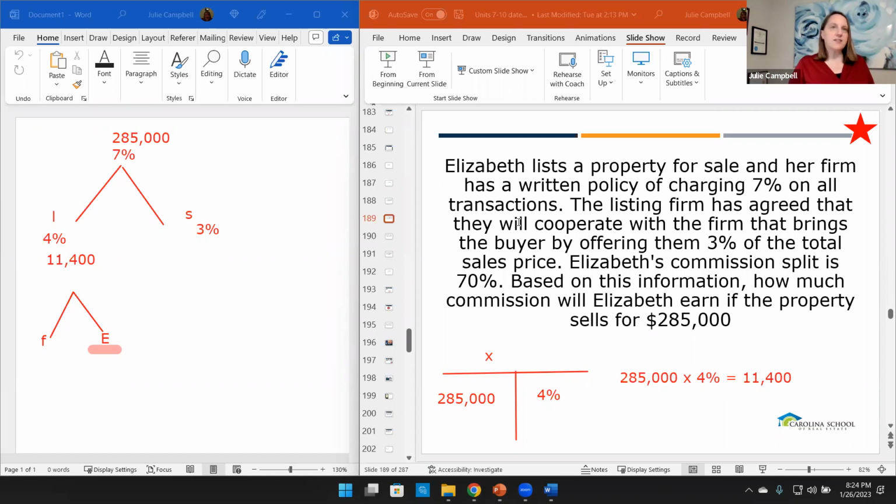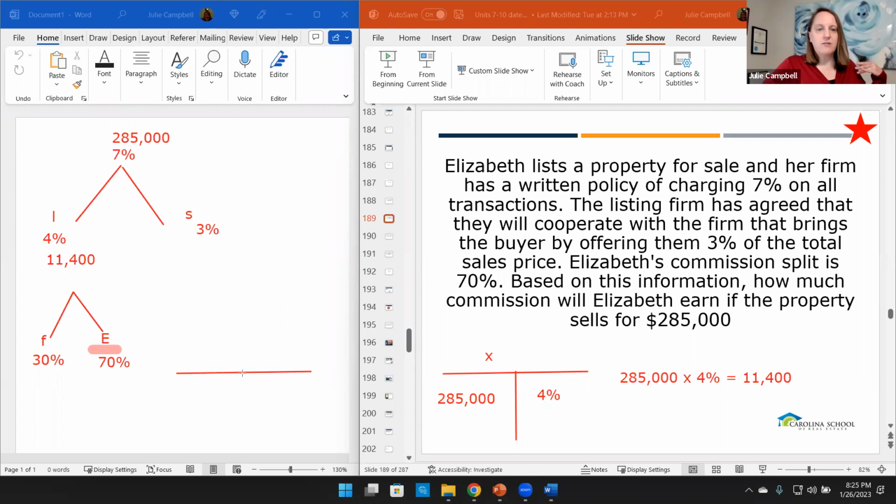Now we need to take the side and split it down further. We figured out how much the firm's going to collect. Now we need to share that with Elizabeth. Of the firm's side, Elizabeth is going to get 70%. The firm will retain 30. Don't need to know that, but sometimes it helps to see that 30% plus 70% equals the side commission. So we know Elizabeth's getting 70% of the side.